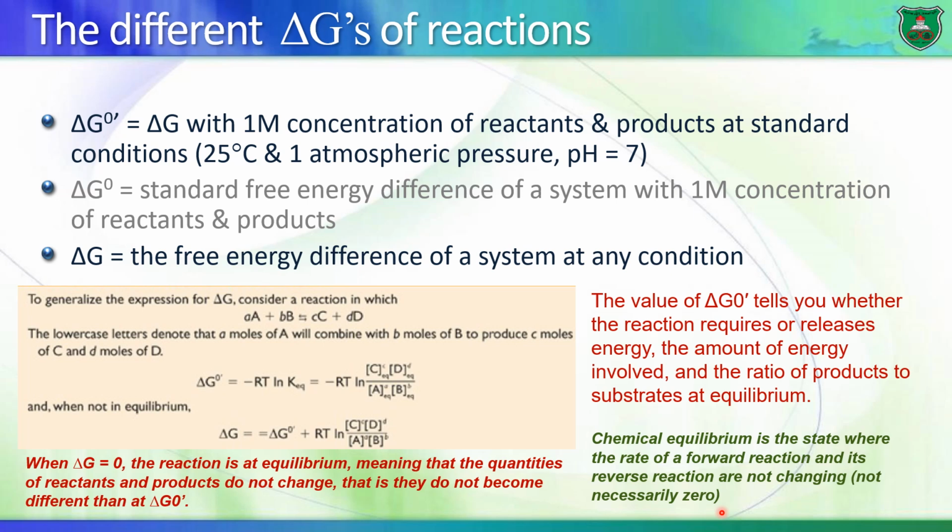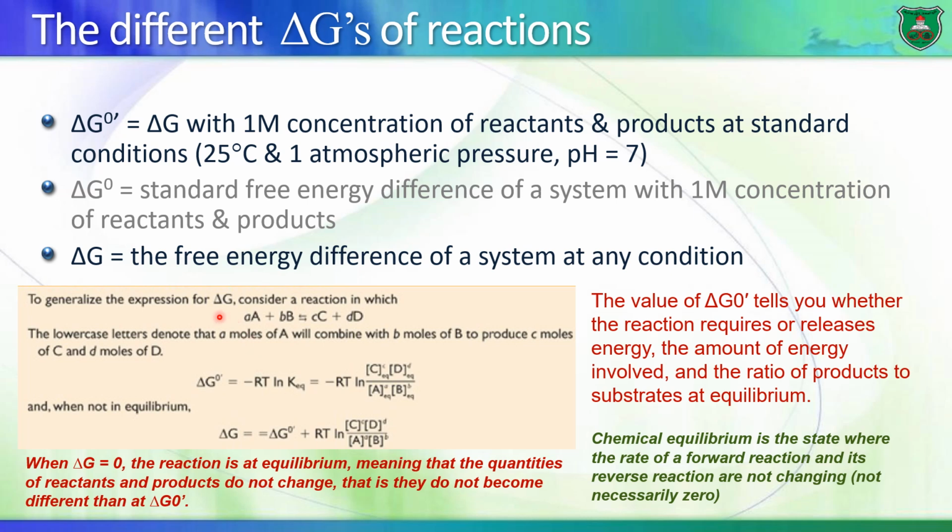Now, it doesn't mean that delta G is zero. So at equilibrium, it doesn't mean that delta G would be equal to zero. When delta G is equal to zero, it means that the reaction is at equilibrium, meaning that the quantities of reactants and products do not change relative to delta G naught prime. Because delta G is equal to delta G naught prime plus RT, that is the gas constant times temperature, times the natural log of concentration of products over concentration of reactants.